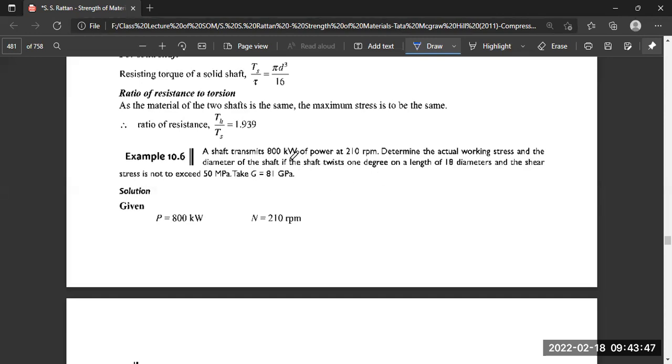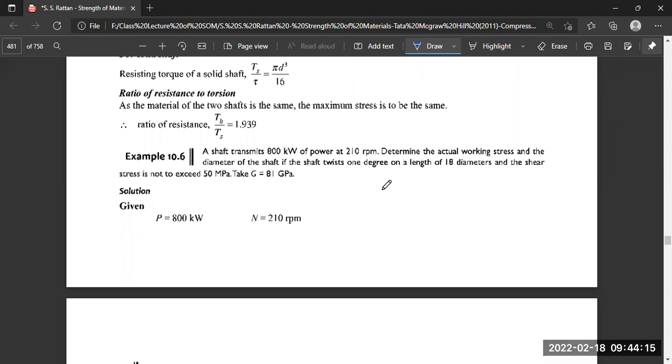Let us discuss. The power transmitted is given and RPM is given. You know very well the transmitted torque we can calculate from the relation. But what you are supposed to find is the actual working stress and the diameter of the shaft. If the shaft twists, there is another condition given: 1 degree of twist on a length of 18 diameters.